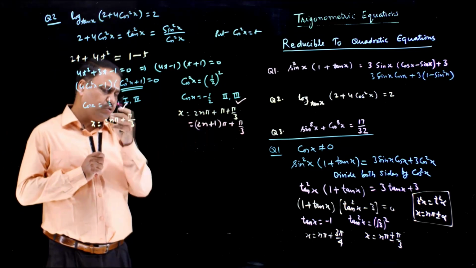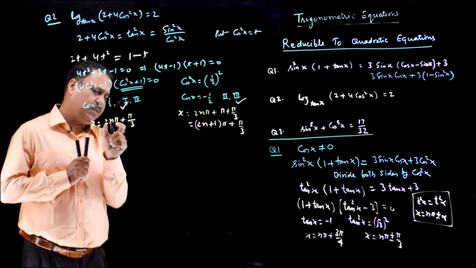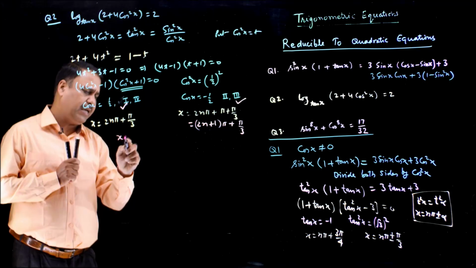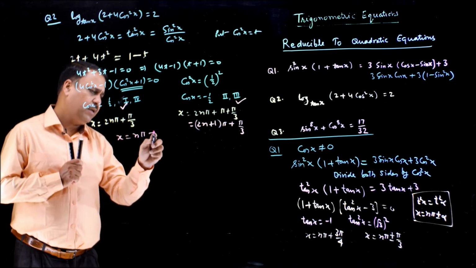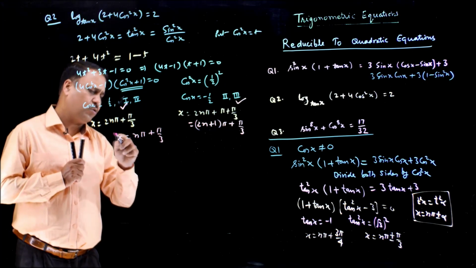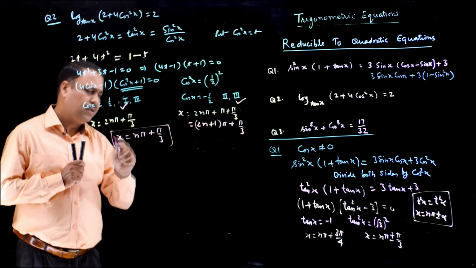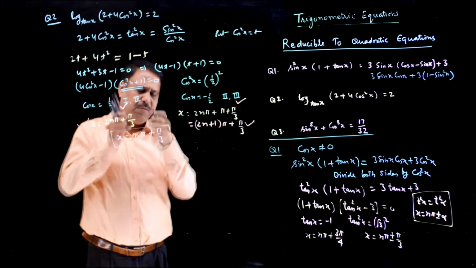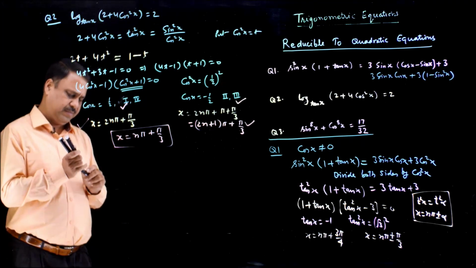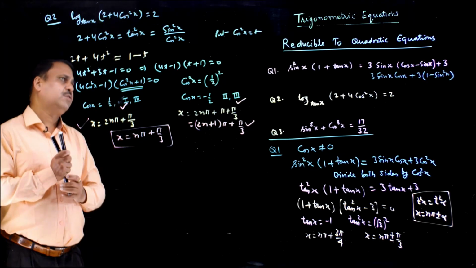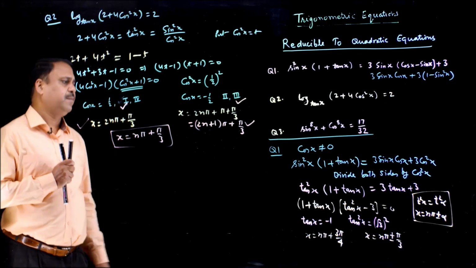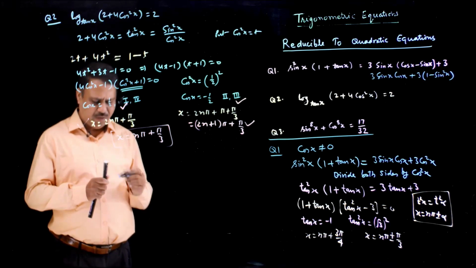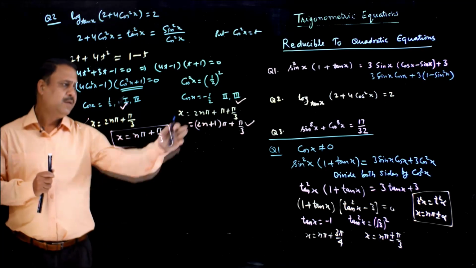So I can merge both solutions, because it is either an even multiple of pi or an odd multiple of pi. So my answer can be x is equal to n pi plus pi by 3. Both solutions I can merge into a single one. So this is my answer, and this I am rejecting. This is a very important problem where you have to be very careful of the domain.